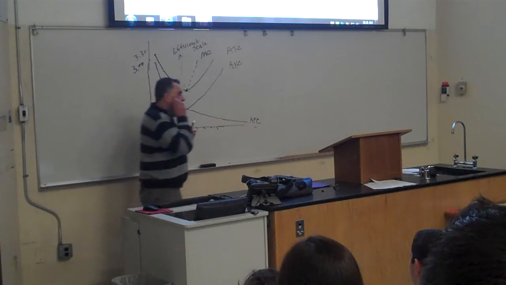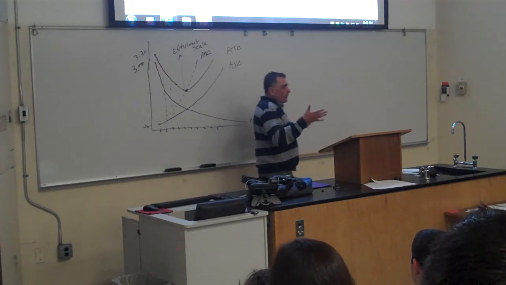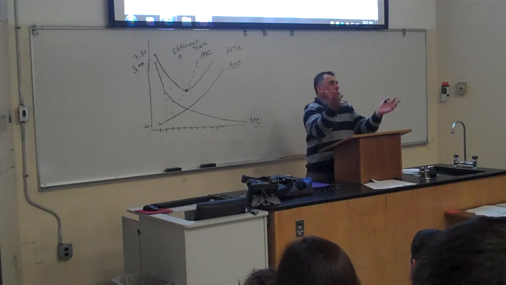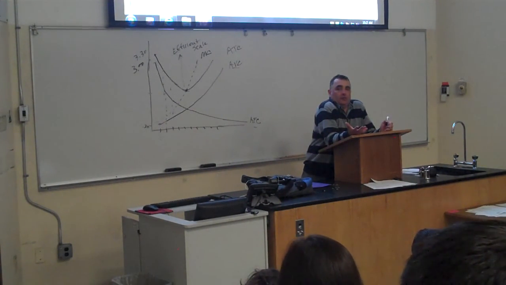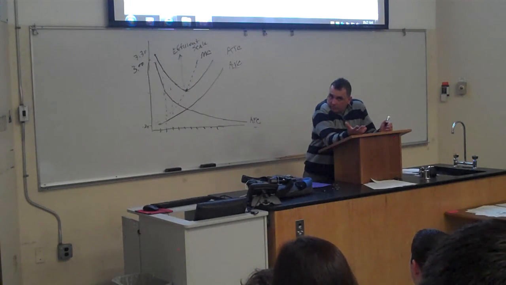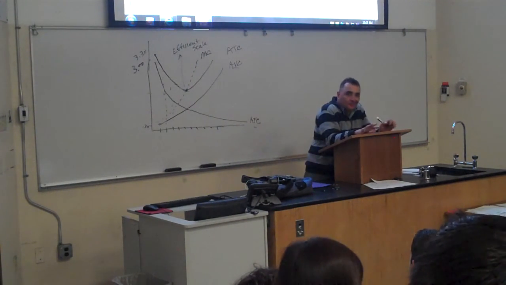Real quick, somebody tell me, what does the total cost curve do, and why? What are its properties? We just talked about it. What is it? Rises quickly and increases just slowly. Is that right? Did I say that right?